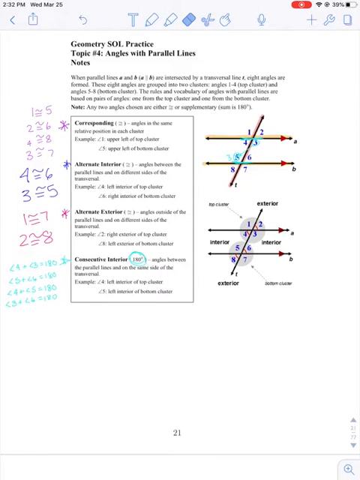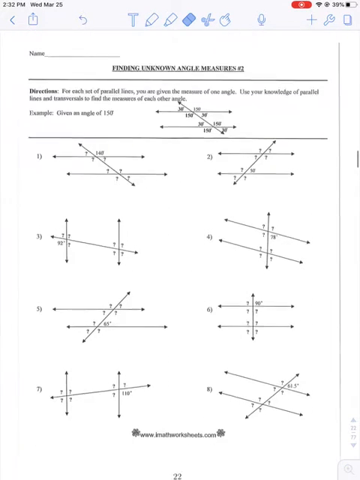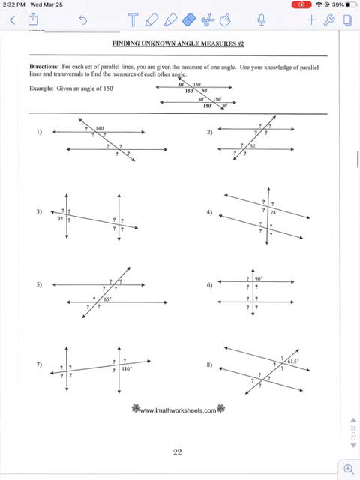If you wanted to take a screenshot of anything you see here that maybe you found helpful, you're welcome to do that. All right, so on page 22, they give you exactly one angle, and you should be able to figure out the rest of the angles in this picture. I'm going to say that it is fine to not use algebra here, just solve it. Pause the video, see if you could finish up the page, unpause when you're ready to go over it.